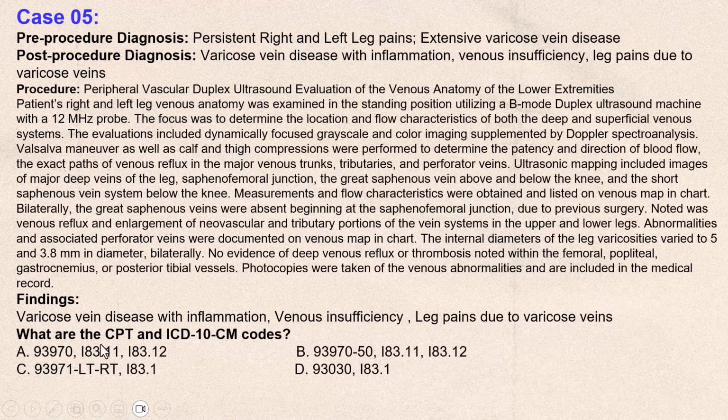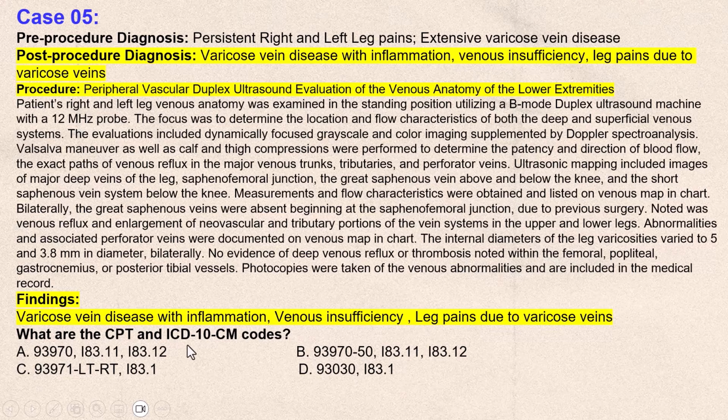Case number 5. The question is, what are the CPT and ICD-10-CM codes? You can see those are adjacent codes available. So let's see the post-procedure diagnosis, that is varicose vein disease with inflammation, venous insufficiency, leg pains due to varicose veins. And the procedure done is peripheral vascular duplex ultrasound evaluation of the venous anatomy of the lower extremities. And don't forget, if any finding is given, you have to definitely read the finding. So the finding says varicose vein disease with inflammation, venous insufficiency, leg pains due to varicose veins.